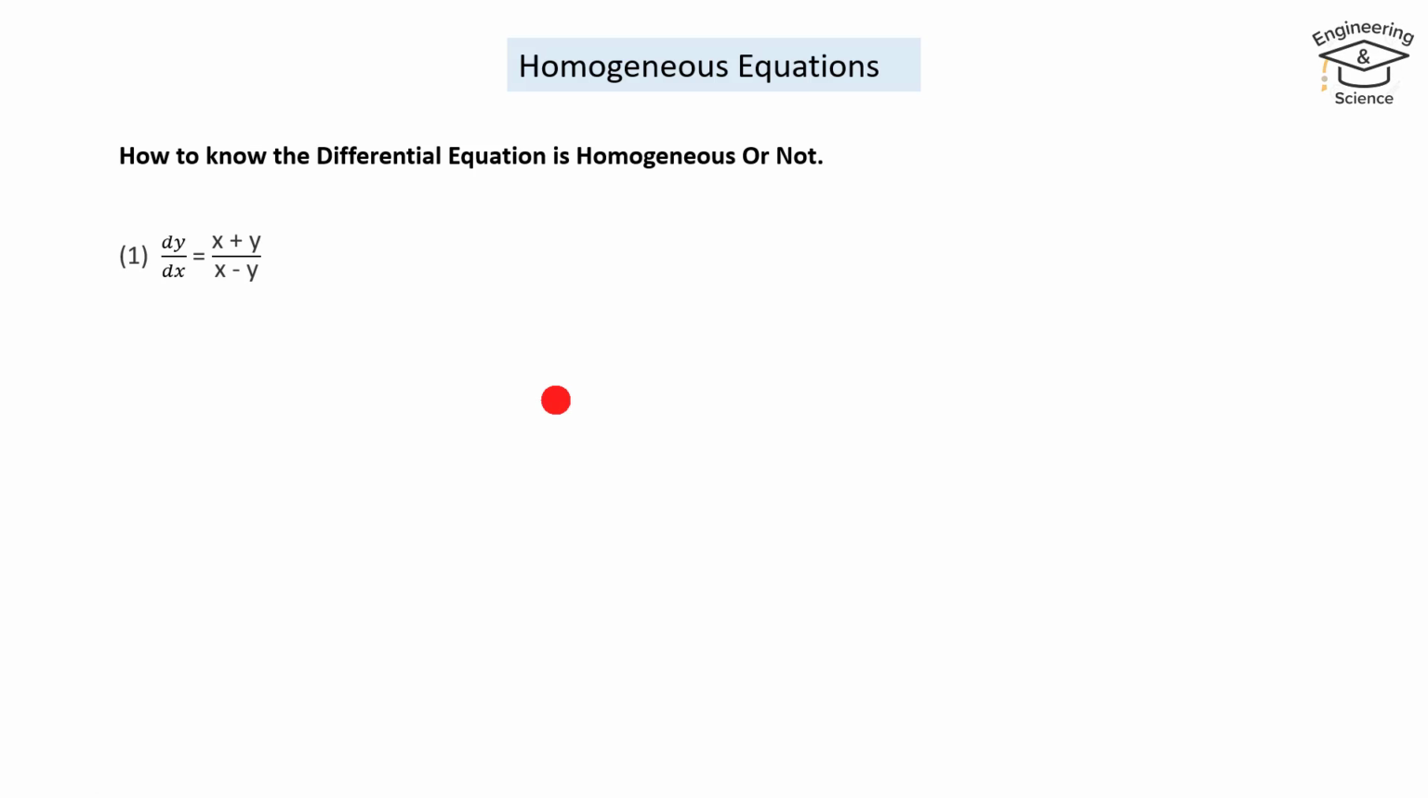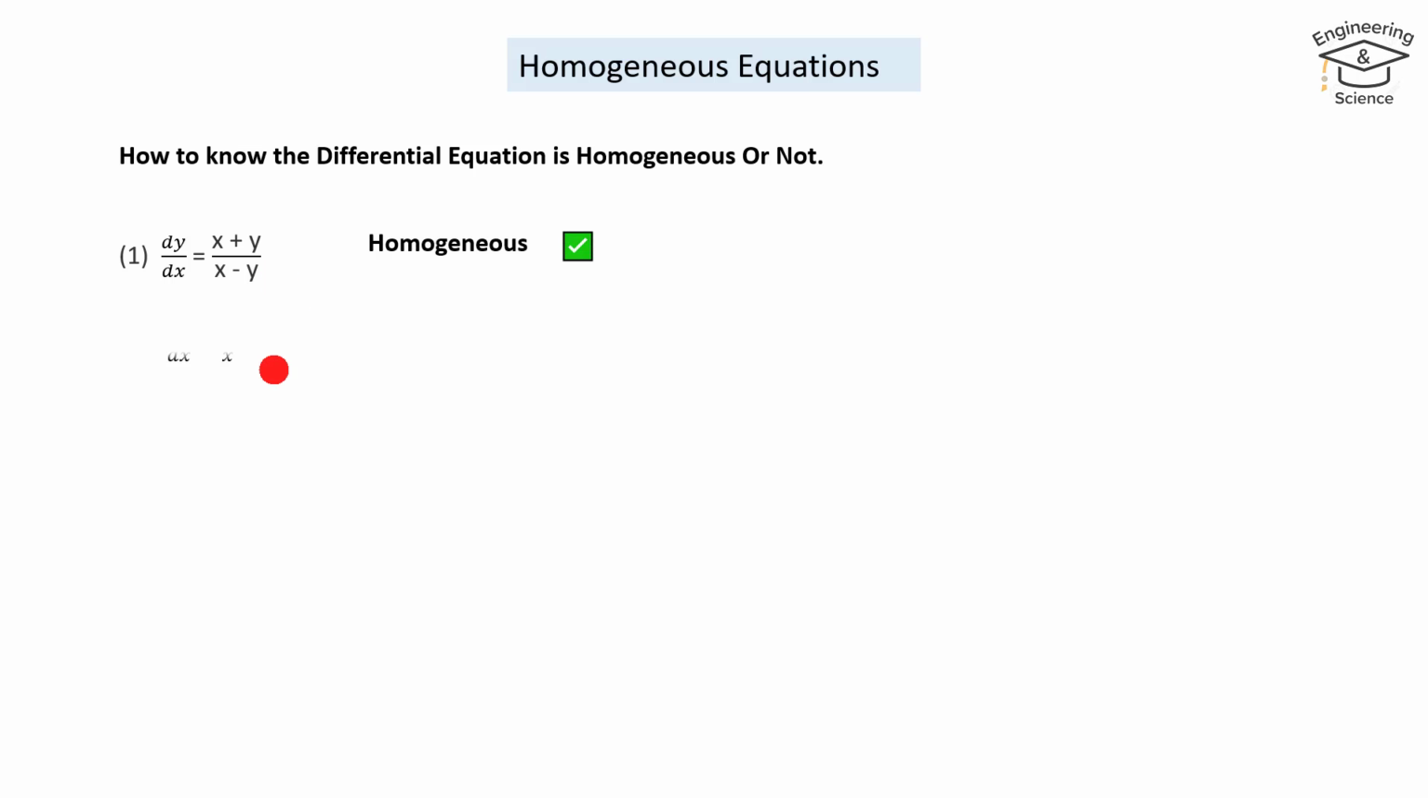Let's practice together. We have dy over dx. Before, we mentioned that the degree of x and y must be the same. Here we have 1 power of x, here 1 power, so it will be 2 power of x. And here we have 1 power of y, here 1 power of y, so it's 2. So the powers of x and y are the same. So we can say this differential equation is homogeneous.